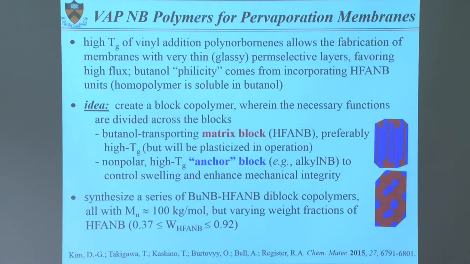Turns out that's not, we thought it was a good idea. It is a good idea for gas separations. Turns out that that's not exactly how these work. I'll show you, but we still got to a pretty good end in this.